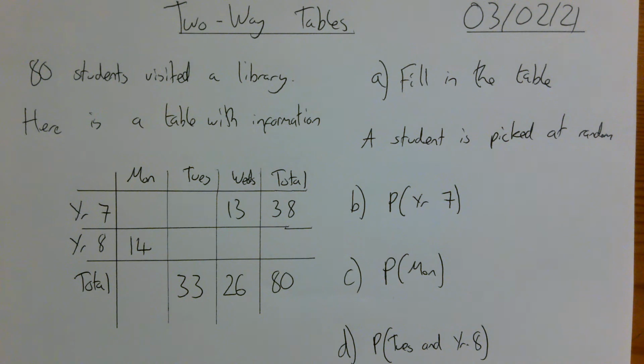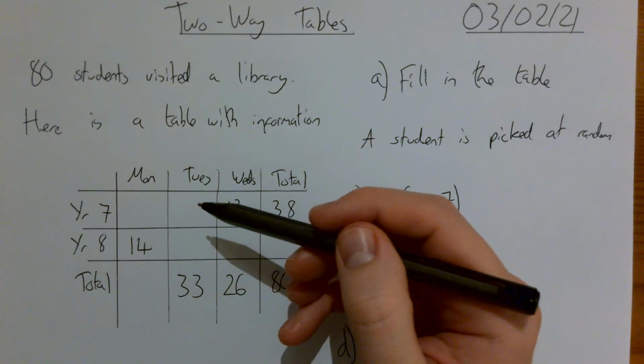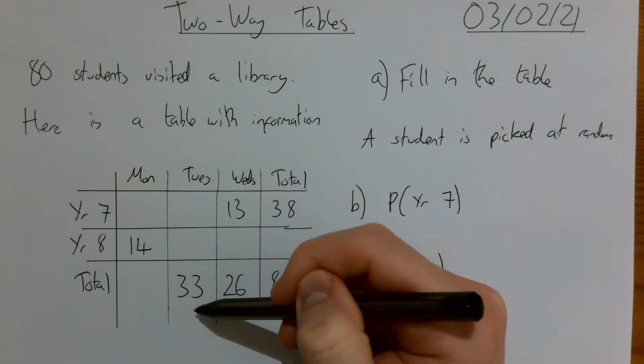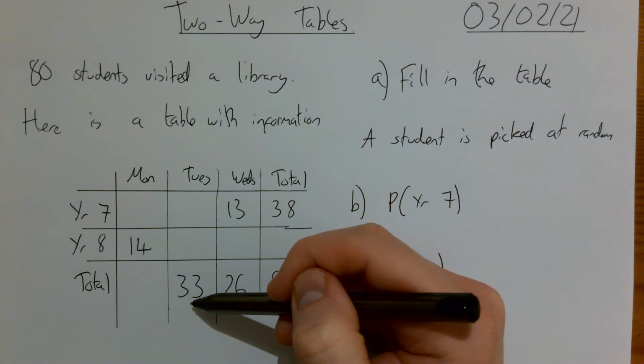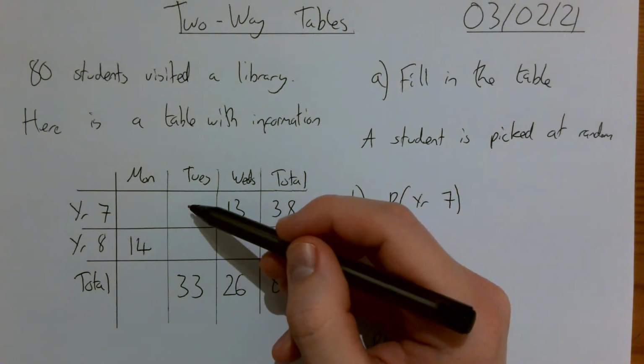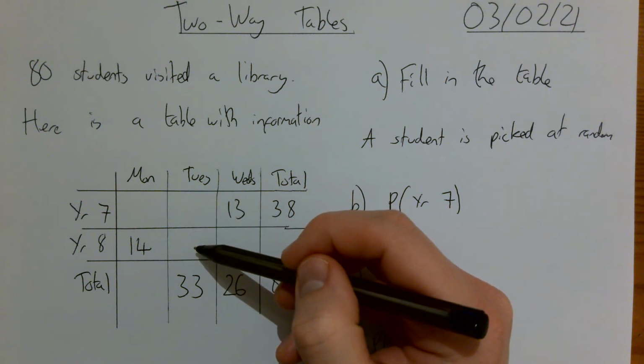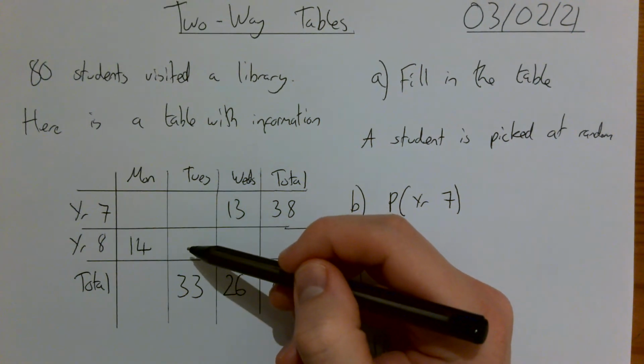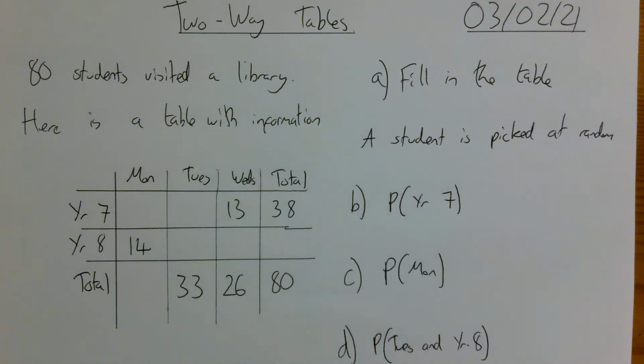So when we're filling in a two-way table, what we're looking for is boxes where there's only one possible number that could fit. For example, in this table, there's no point in me filling in either of those two boxes at the moment, because I know that on Tuesday in total there were 33 students in the library, but that could have been 1 year 7 and 32 year 8s, or 16 year 7s and 17 year 8s, or 0 year 7s and 33 year 8s, or anything in between. So I'm looking for boxes where there's only one possibility, and there's a few on here already.